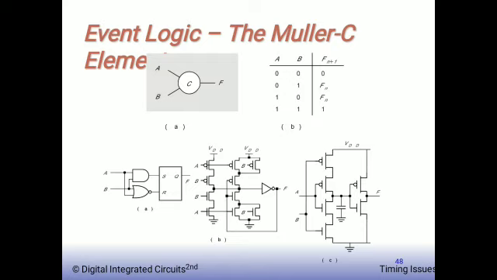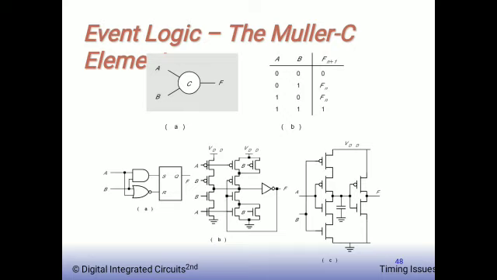There are two inputs to this element C, the output is function f, and we also have a truth table. In this truth table, you can see if both inputs are 0, the output is 0; both inputs are 1, the output is 1; and otherwise it retains the previous output. If the inputs differ, when A is 0 and B is 1, or A is 1 and B is 0, it is going to retain its previous value.